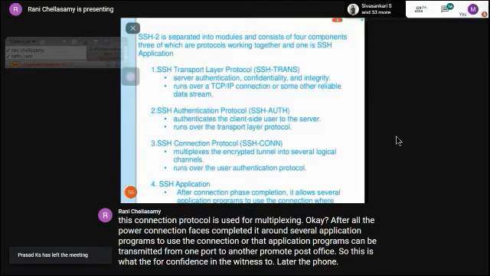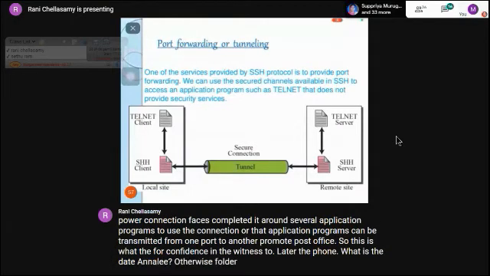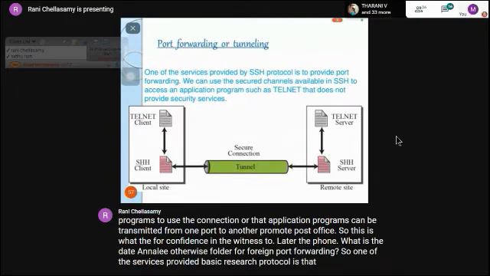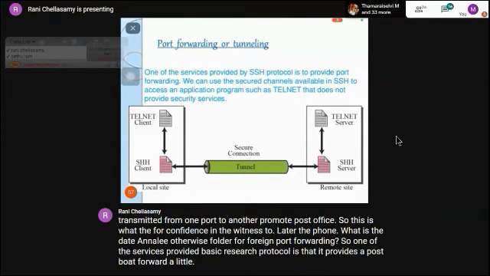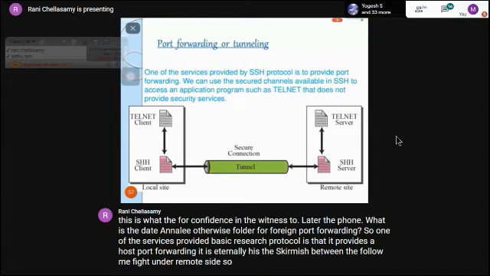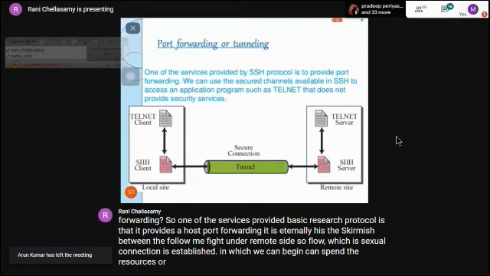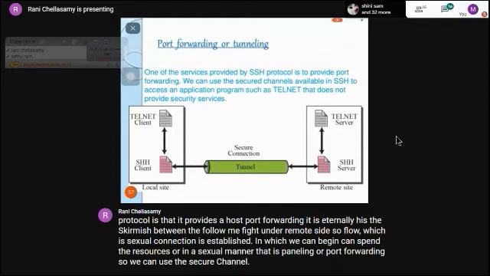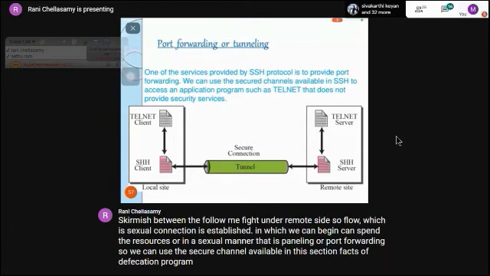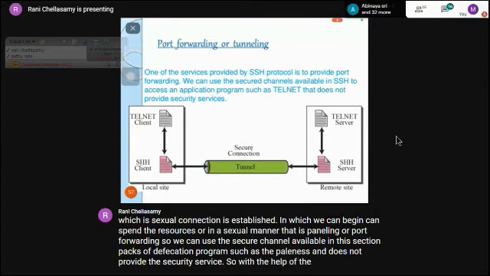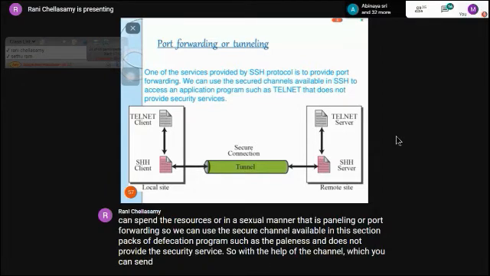So what is meant by tunneling? It's otherwise called port forwarding. One of the services provided by SSH protocol is port forwarding. That is, a tunnel is established between the local site and the remote site, through which a secure connection is established, in which the client can send the resources in a secure manner. That is tunneling or port forwarding. So we can use these secure channels available in SSH to access application programs such as Telnet, which does not provide security services. With the help of the channel, the SSH client can send the data transmission in a secure way.